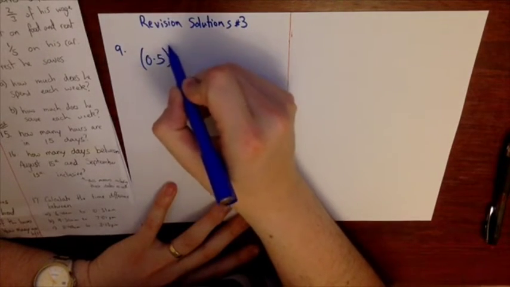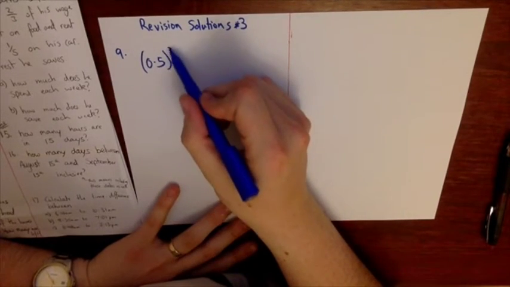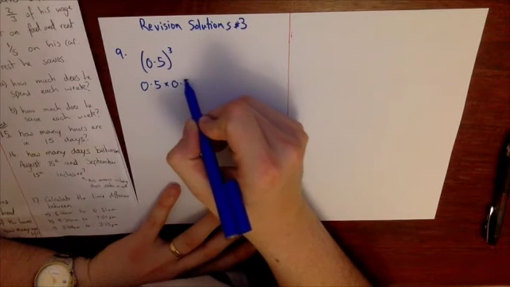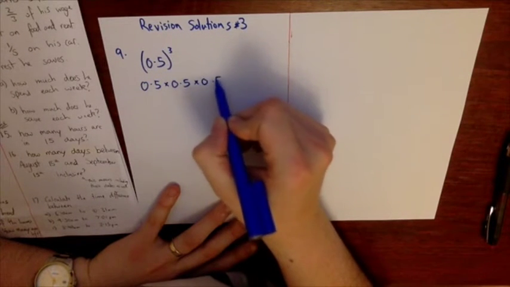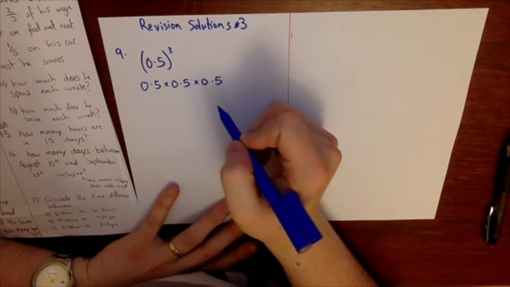0.5 cubed, or 0.5 to the power of 3. To the power of 3 simply means 0.5 times 0.5 times 0.5. Now we did this in class today. A half times a half times a half.